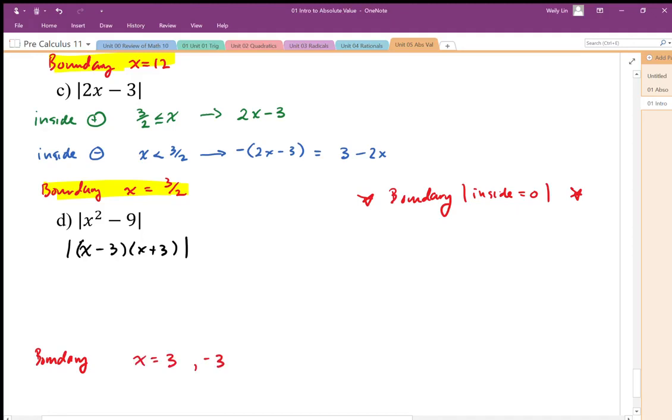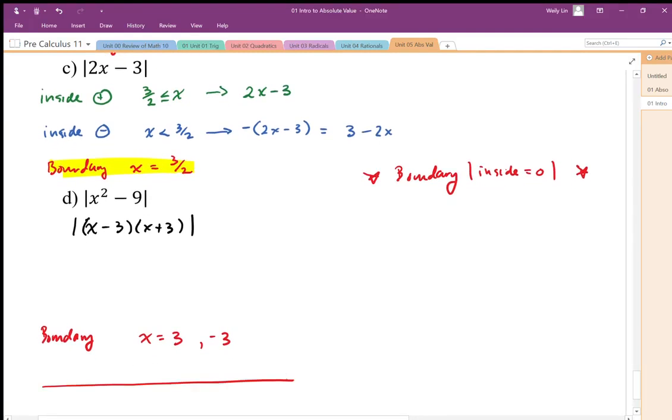So my domain is going to have 3 parts. Boundaries divide things up, and I'm just going to draw a number line down here. This is my domain number line. I know negative 3 and positive 3 represent boundaries. So I have a region here where it's going to be either positive or negative. I have another region in here on the other side of the boundary, positive or negative. And I have another region over here on the other side of the boundary, negative or positive. So we have 3 different parts that we have to deal with.